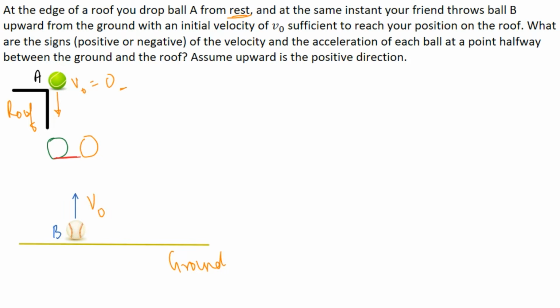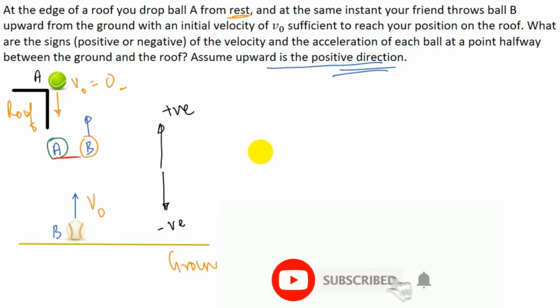So this is ball A and this is ball B. Now this ball would be moving in the upward direction like this. Now one more thing, we have to assume upward direction to be positive. So this is given in the question. So this direction we have to take it to be positive, and this direction would be negative. Now let us first find the direction of acceleration.